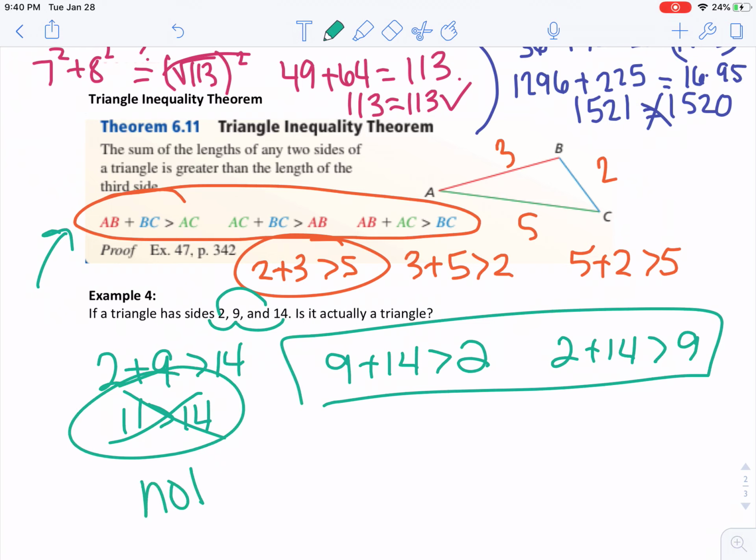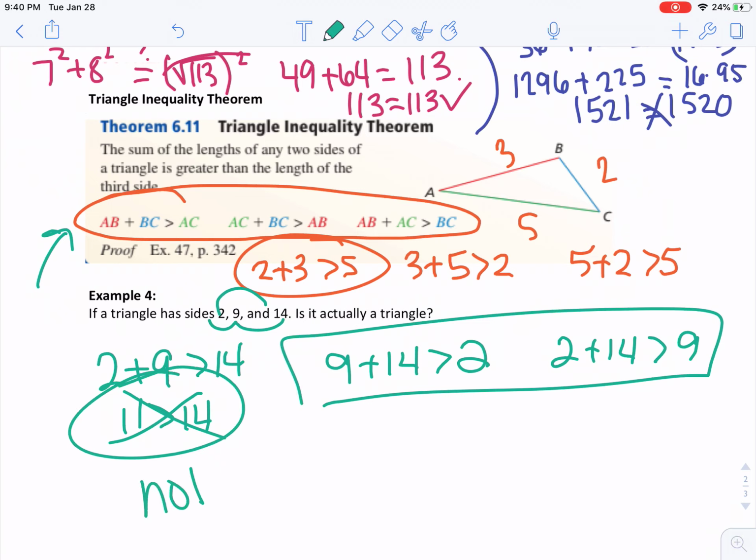So it doesn't matter if it's an acute triangle, an obtuse triangle, or a right triangle. It's not even a triangle. It's going to look something like that. There's going to be like a giant gap because the angles aren't going to work out nicely. Okay? So all 3 inequalities have to hold in order for it to form a triangle.